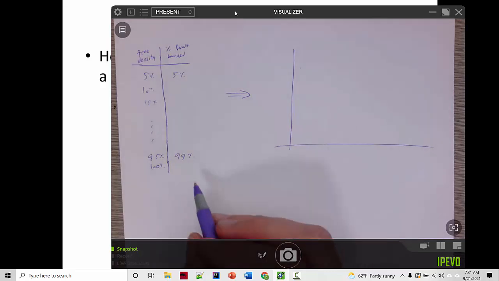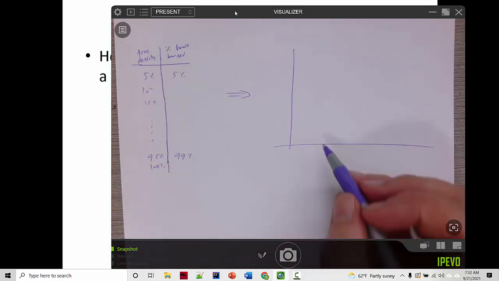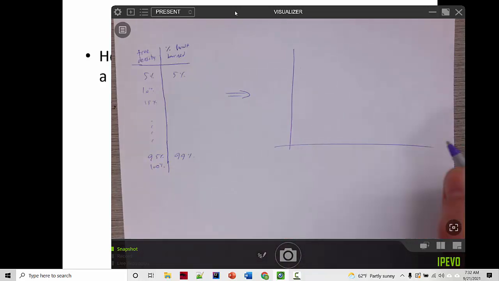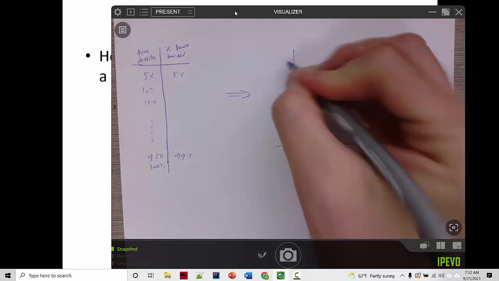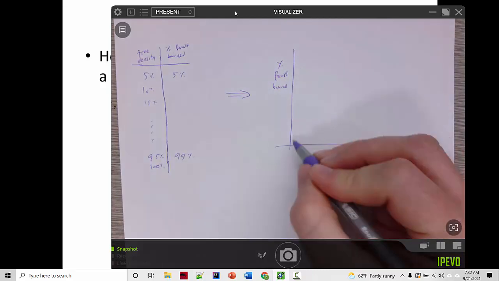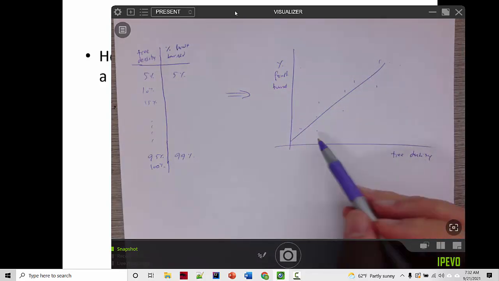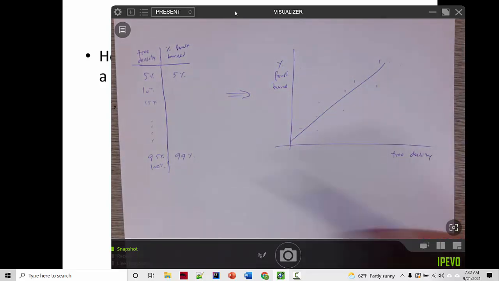That's your research goal. So once you have your data table, like we did before, you can paste it into Desmos to create a graph, a bunch of graphs probably, where this will be tree density, this will be percent forest burned, and the question is, here's your data table, what does that relationship look like? Is it linear, is it quadratic, is it something else?